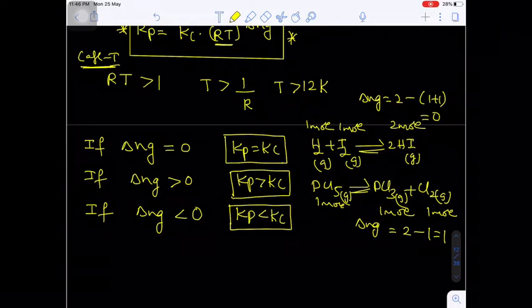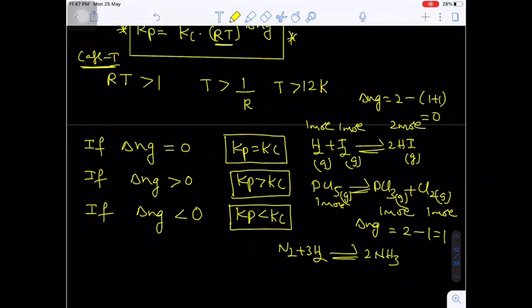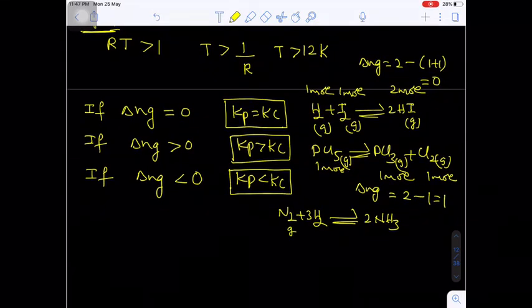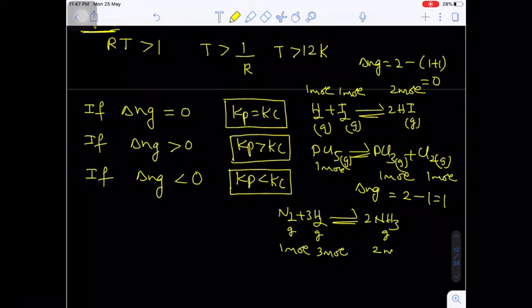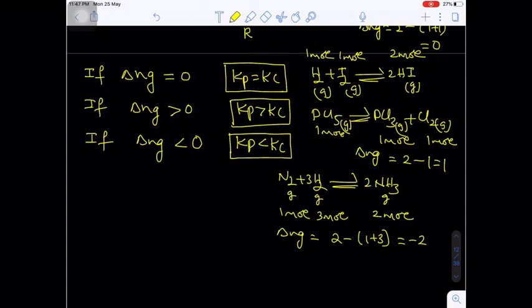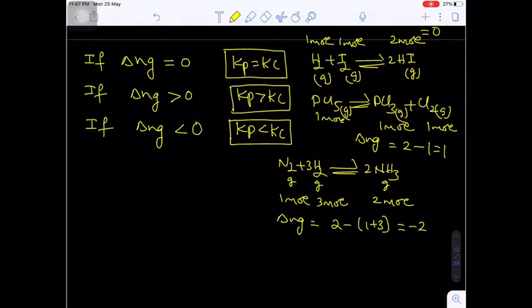Now the third one is N2 plus 3H2 in equilibrium with 2NH3. Now all the substances are gases. 1 mole nitrogen and 3 moles hydrogen give 2 moles ammonia. Now what is the delta Ng here? 2 minus 4 moles of reactant, that is minus 2. That means delta Ng value is less than 0. So Kp is less than Kc.